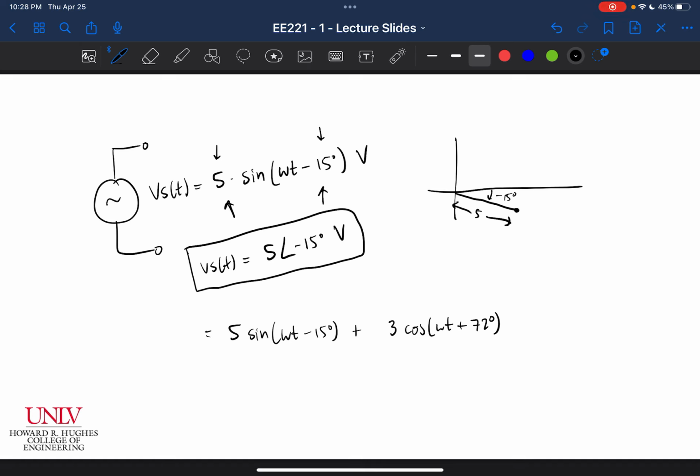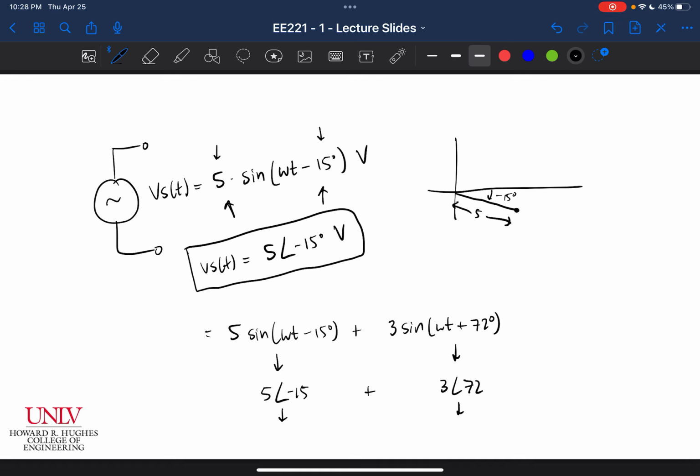So instead, once you get the omega t's, which can be neglected because we know they're the same frequency, we can just convert both of these to phasors. In this case, I shouldn't have used a cosine here, because now I have to take into account the 90-degree phase shift associated with a cosine. So let's just write it as a sine. I could write this one as 5 angle negative 15, and this one as 3 angle 72. And not that this is particularly easy, but from here I can go a step further.